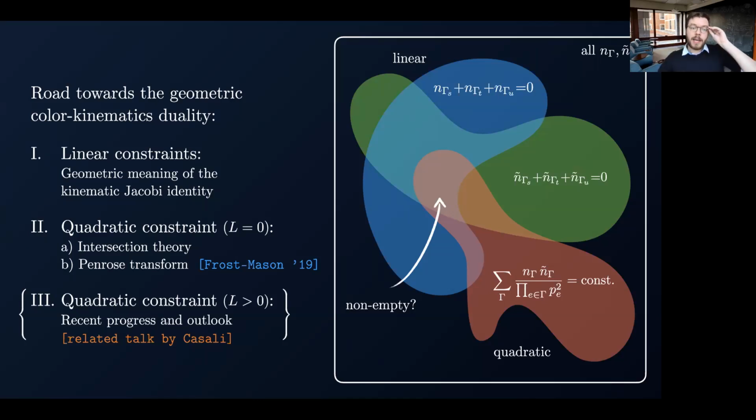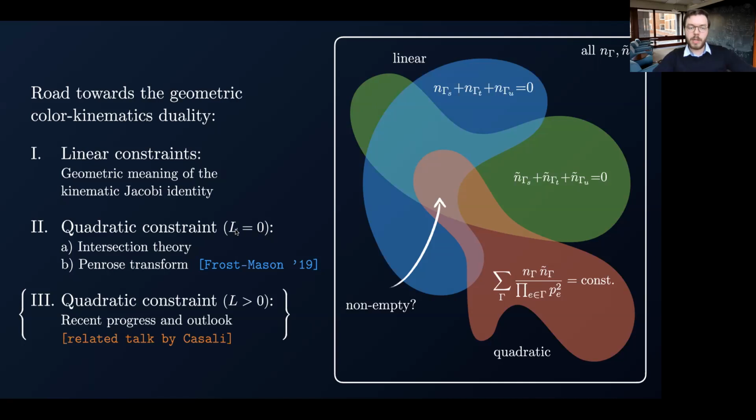And what I'm going to say in this talk is, first of all, I will approach the linear constraints, these ones. And in particular, this will give us a geometric meaning of the kinematic Jacobi identity. And I promise you, this is going to be extremely simple. And it's one of those things that once you see it, you won't be able to unsee it. Second of all, we will move to quadratic constraints. And that turns out to be much more difficult to do in practice.